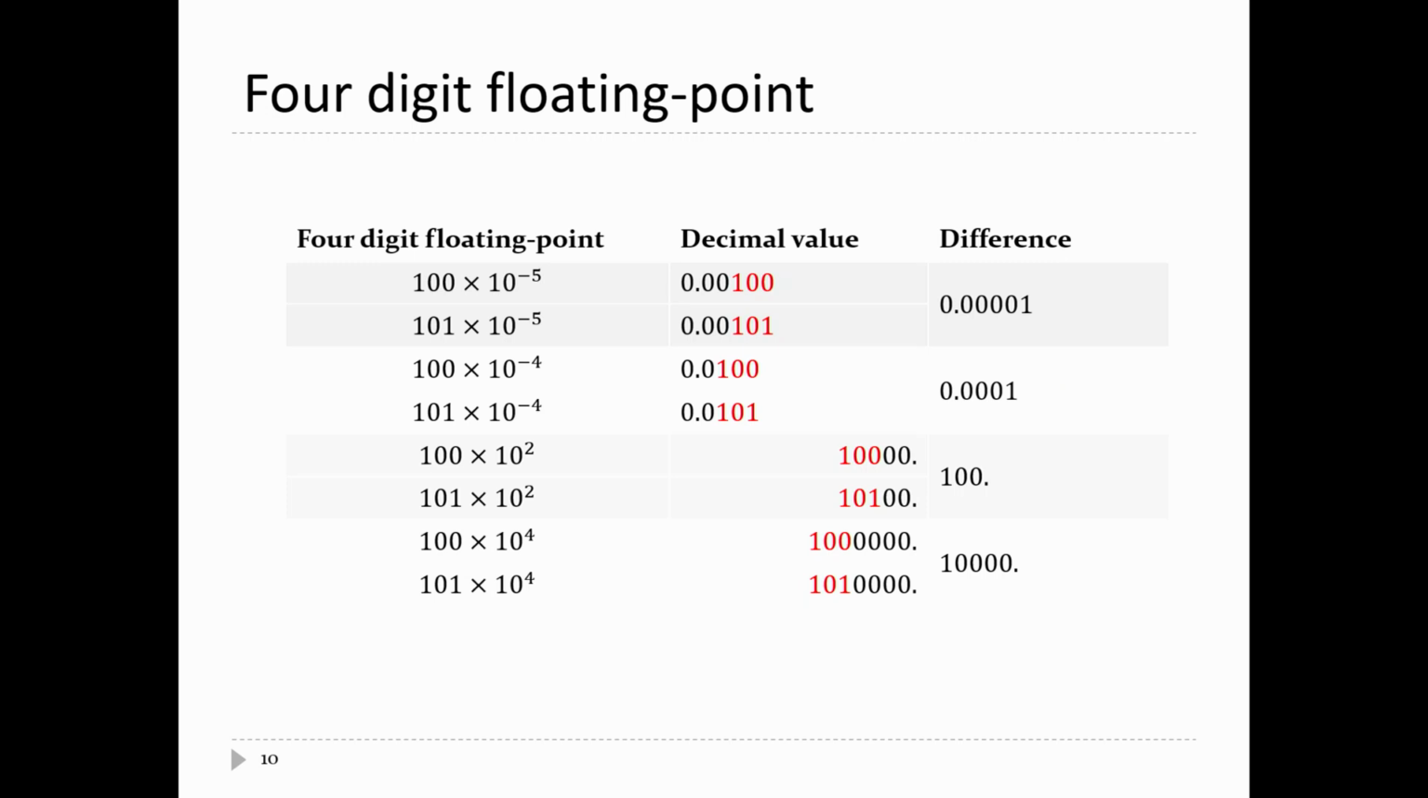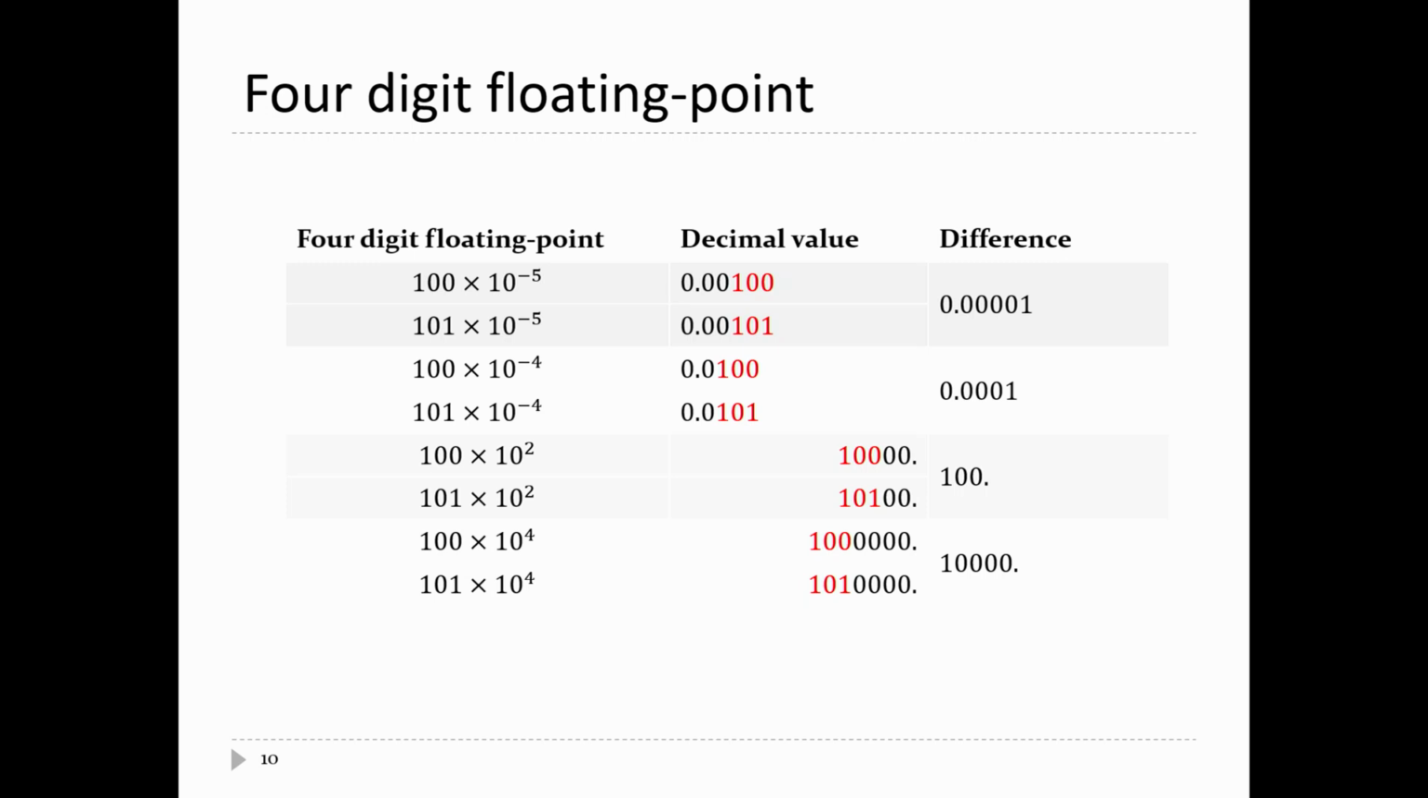So not only are there only a finite number of floating point values, the distance between floating point values changes depending on its magnitude. If you go all the way up to the largest exponent, 4, the smallest value that you can represent with exponent 4 is 1 million, so 1 with 6 zeros after it. The next value that you can represent is 101 times 10 to the 4, which is 1,010,000. So if you had 1,000,001, you can't represent it exactly. Even if you had 1,005,000, you can't represent that exactly either. You end up using either that value or that value, whichever one is closer.